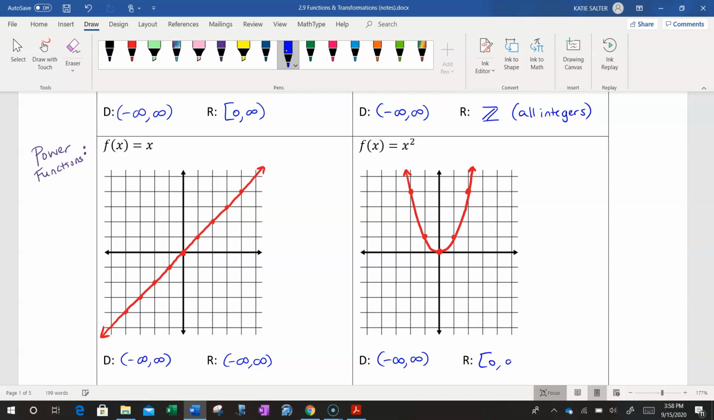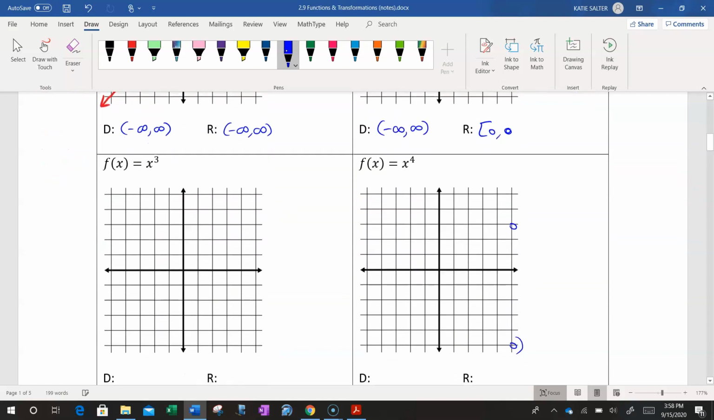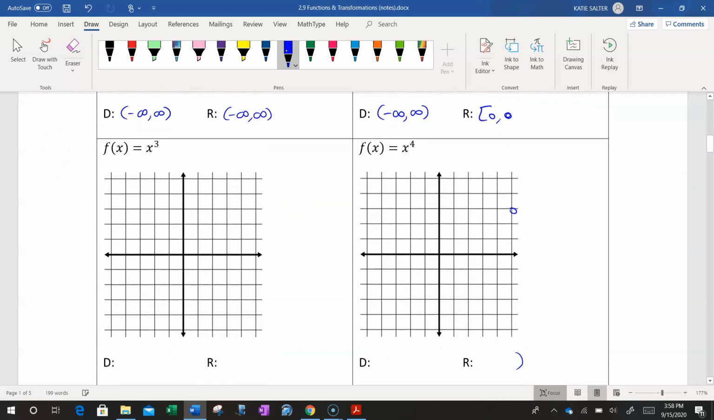All right, the next one is our parent cubic function, our basic cubic function. So it's also a power function, a power of 3. So now you have to start thinking in terms of perfect cubes. Again, our domain is all real numbers. We can substitute any number we want in for x. There's no restrictions on what we can substitute in, but our range is going to be that value cubed.